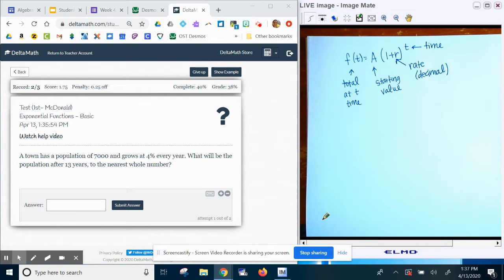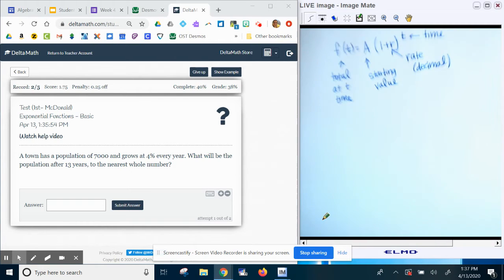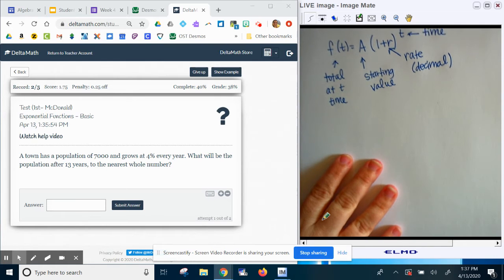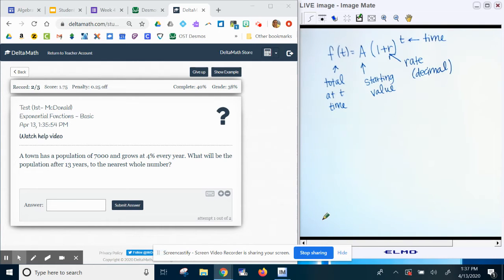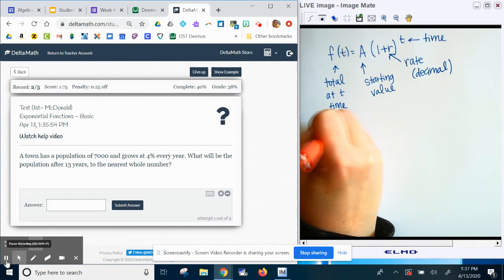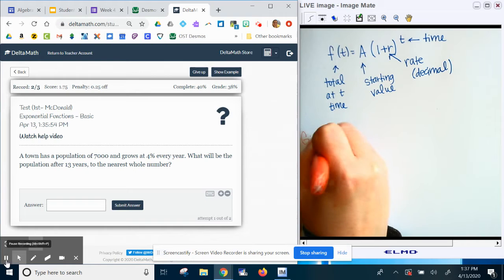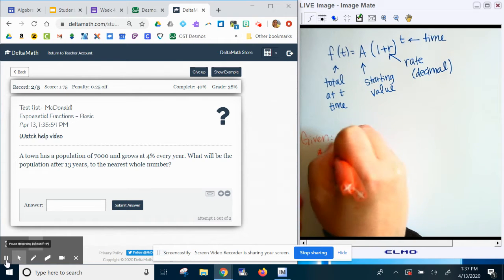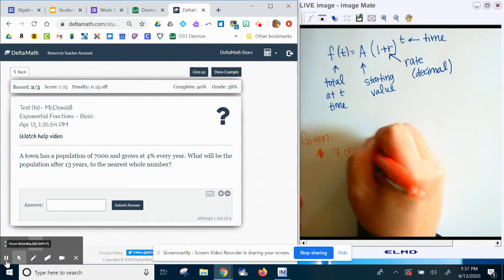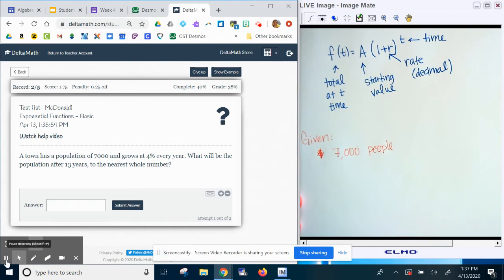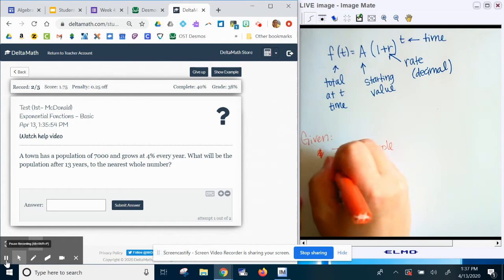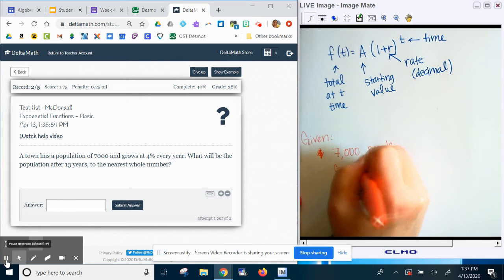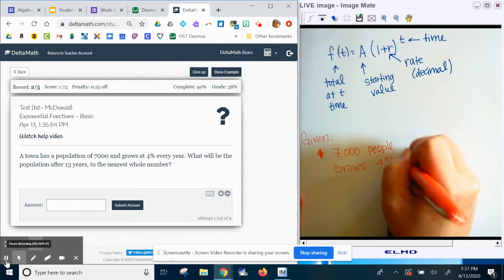Okay, so on this problem, I have to look at my givens. And my givens this time say 7,000. So the population at start is 7,000. So my given is not dollars, it is 7,000 people. Okay, and I know that it grows at a rate, so it grows 4% every year.